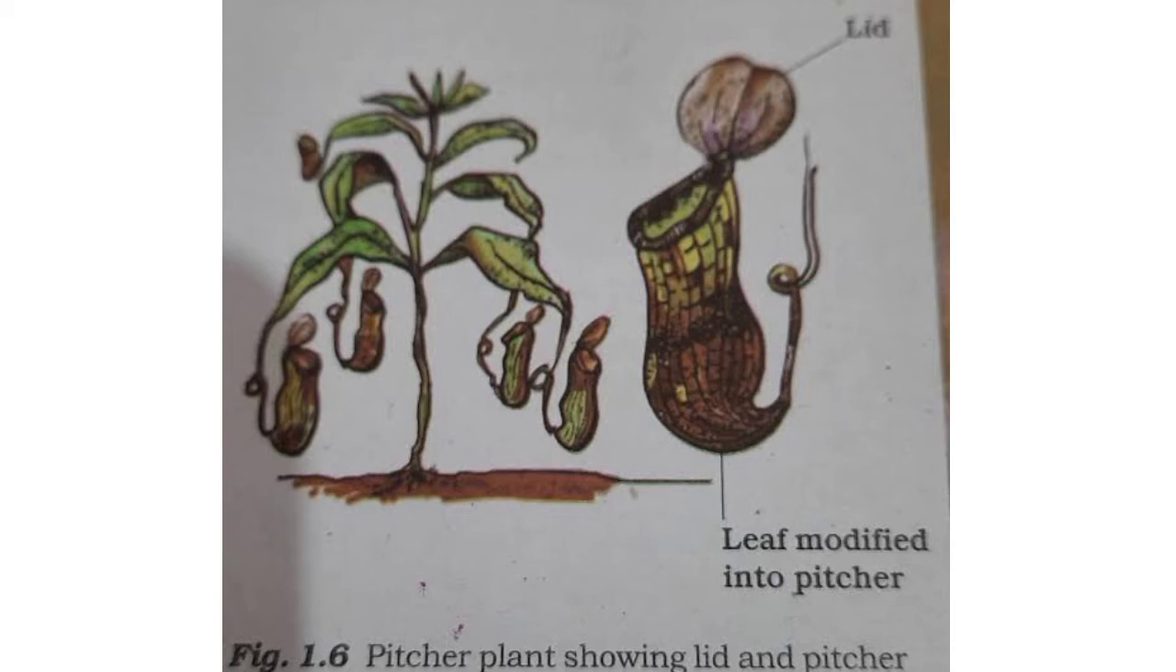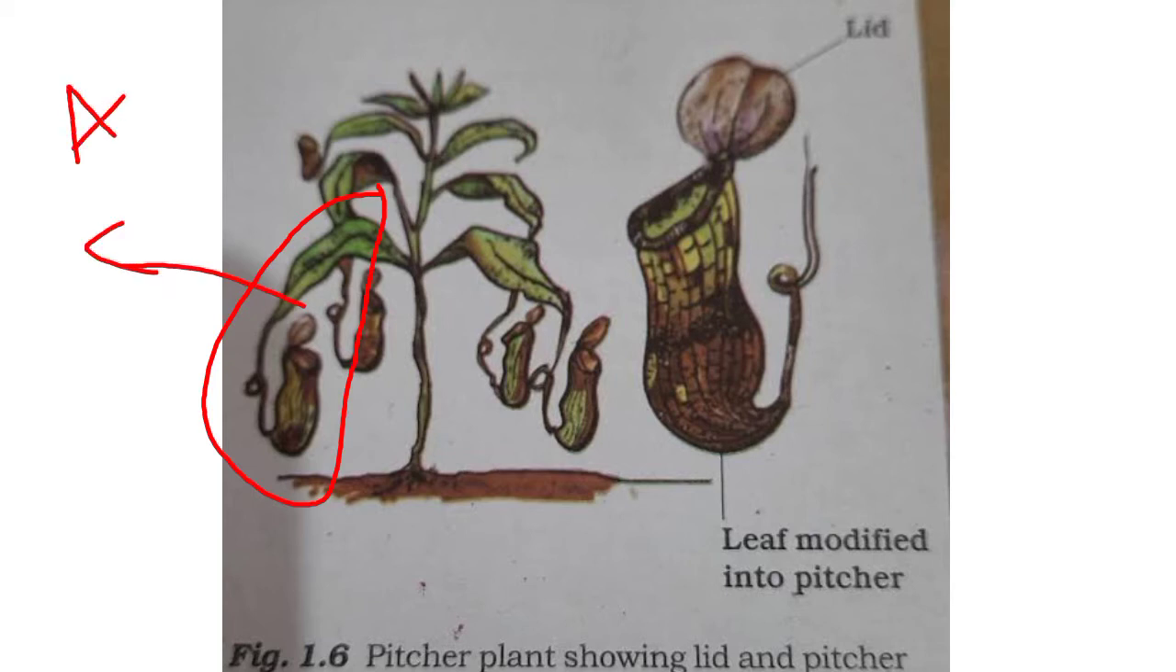Let's see one example of an insectivorous plant. Here is a picture of an insectivorous plant. This is called pitcher plant. See, you can see the pitcher plant. It looks like a pitcher or a jug-like structure, isn't it? You can see a jug-like or a sack-like structure. See, this structure is a modified part of the leaf. Okay, it is a modified part of the leaf.